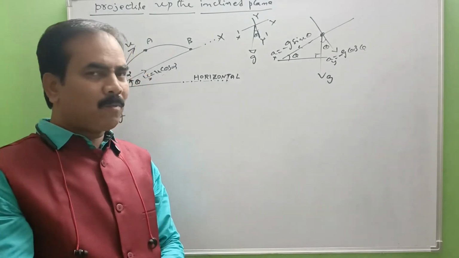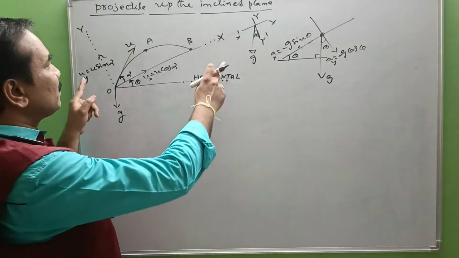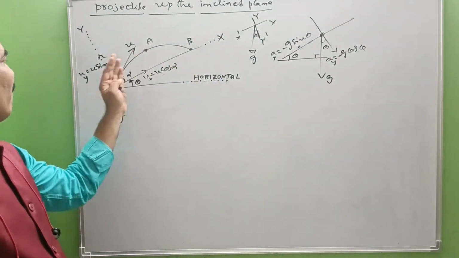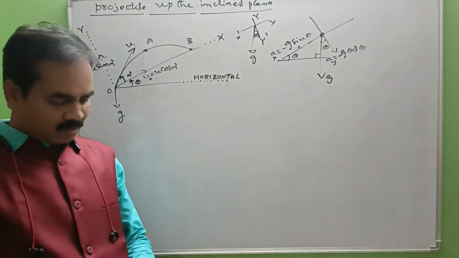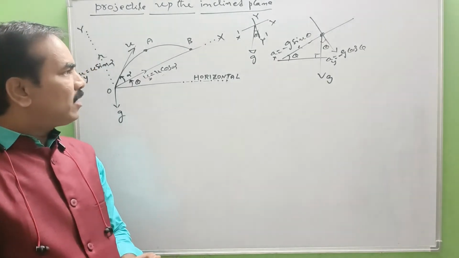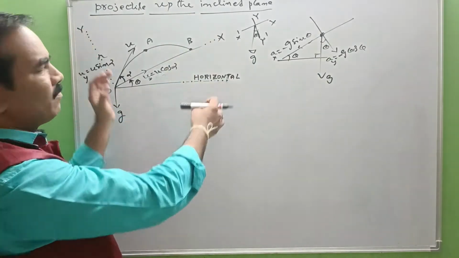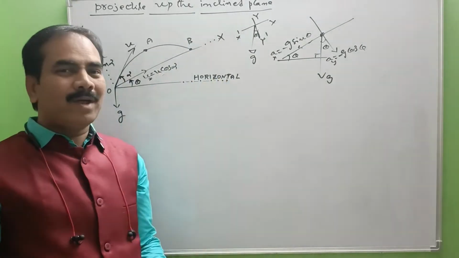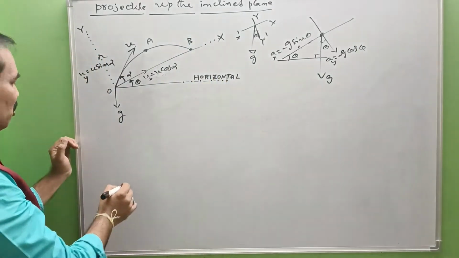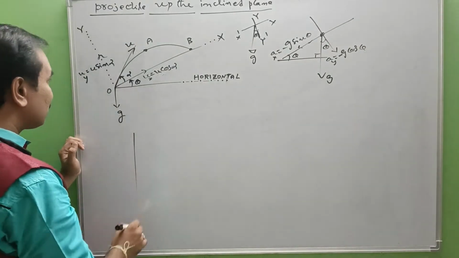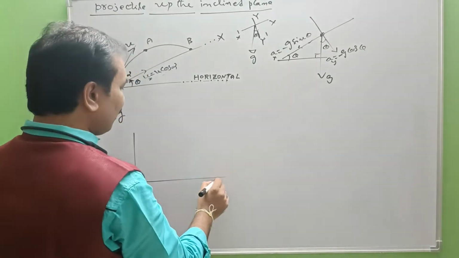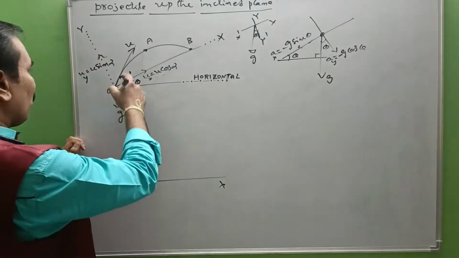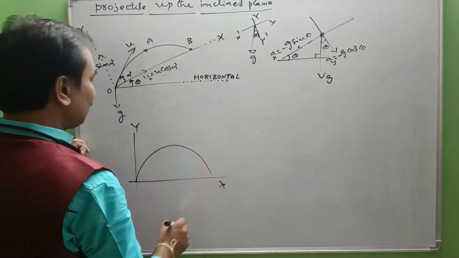How is it possible? By taking the x-axis along the inclined plane and the y-axis normal to the inclined plane. So now I am going to tilt this entire diagram. Otherwise, I am going to tilt the xy plane into the usual orientation like this. What is the usual orientation here? Like this. See, this is the x-axis. This is the y-axis.